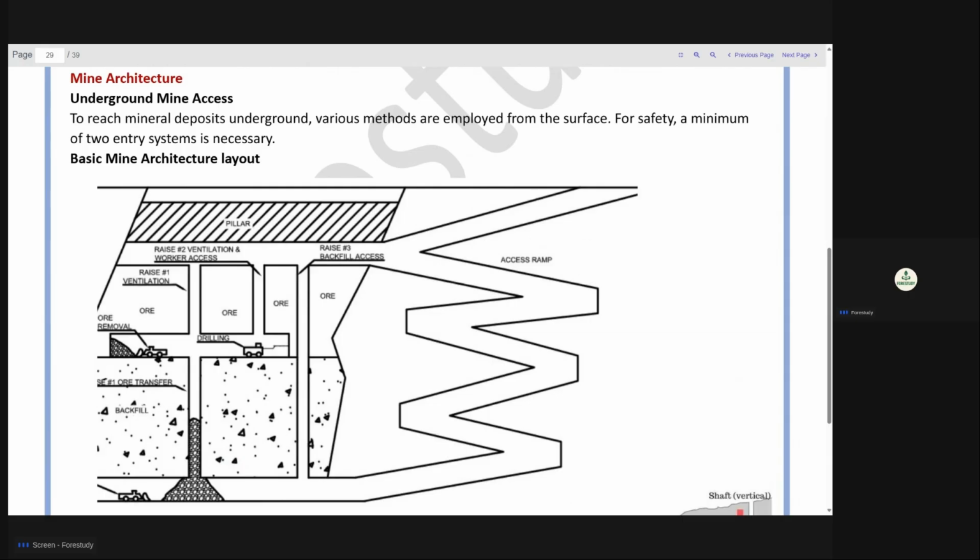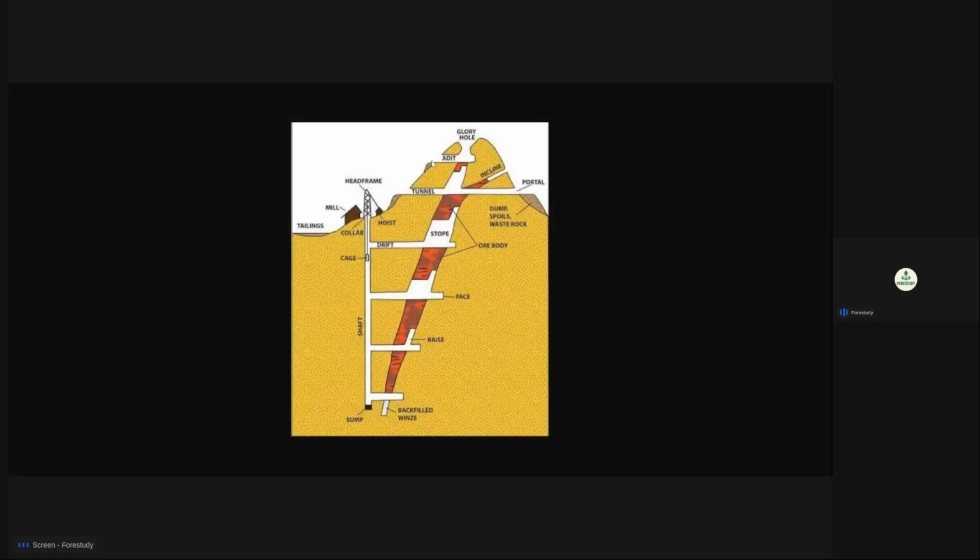Just a minute. Yeah, this one. So you can see here, this is an adit, a horizontal access, and this is the shaft, a vertical access, which can be a lift also. This is actually the lift, and this is the shaft. Okay, a shaft actually connects all the horizontal passages. Okay, these red ones are the ore bodies.